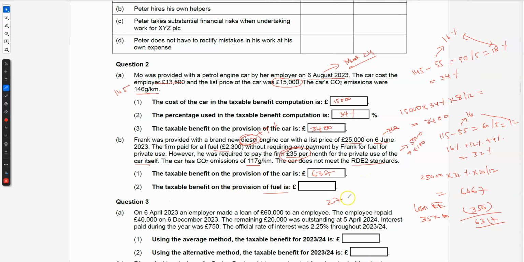The fuel benefit is quite straightforward. So we need to do 27,800 multiply 32%. We use the same car benefit percentage, and then we do for 10 months. Multiply by 10, divide by 12. That will give us 7413.